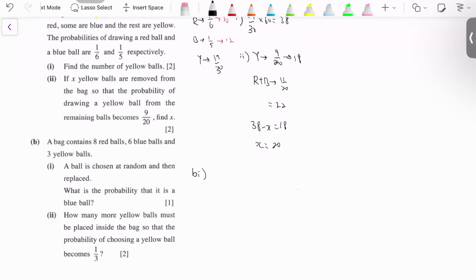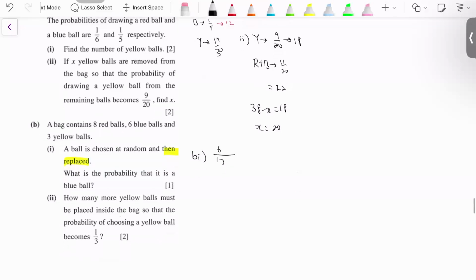It says that a bag contains 8 red balls, 6 blue balls, and 3 yellow balls. A ball is chosen at random and then replaced. Means after it's taken out, another ball is put in, being the same colored ball, which means the probability stays the same. So they ask, what is the probability that it is a blue ball? So we know there are 6 blue balls and there are a total of 17 balls. So that means the probability of it is 6 out of 17.